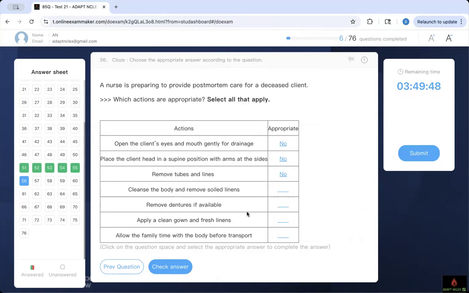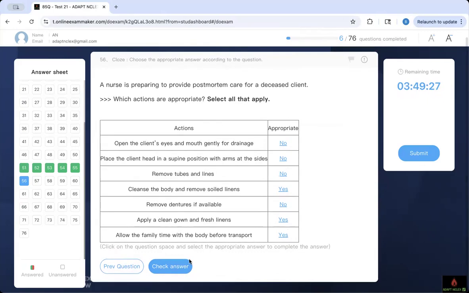Cleanse the body and remove soiled linen. Of course, dignity. Remove dentures if available. You disrupt their facial appearance. Inappropriate. Apply a clean gown and fresh linen. Dignity. And allow the family to be with the patient.